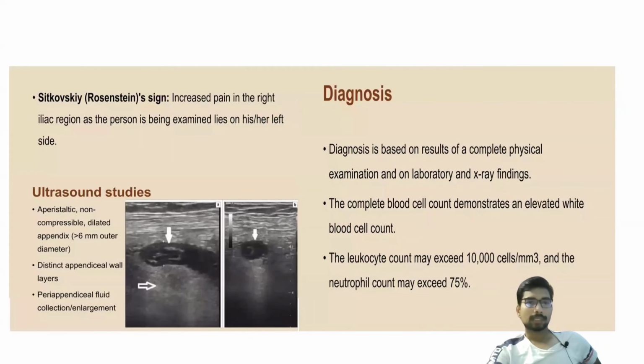Wetzel's sign is increased pain in the right iliac region as the person being examined lies on his or her left side. Ultrasound will show a non-compressible dilated appendix more than 6 mm in outer diameter with distinct appendiceal wall layers and periappendiceal fluid collection or enlargement. Diagnosis is based on the complete physical examination, laboratory and X-ray findings. CBC demonstrates elevated WBC, count may exceed 10,000 cells, and neutrophil count may exceed 75.